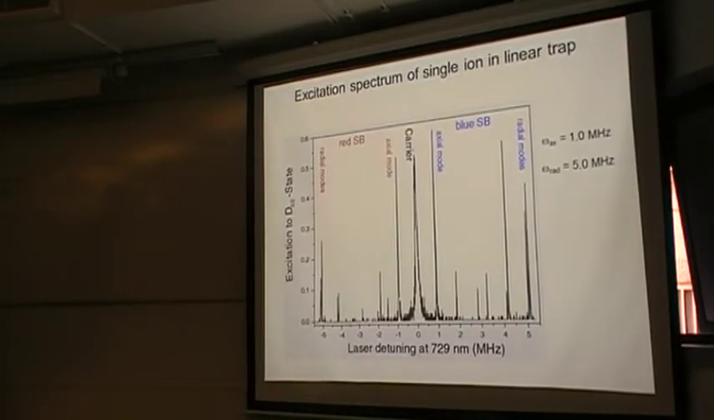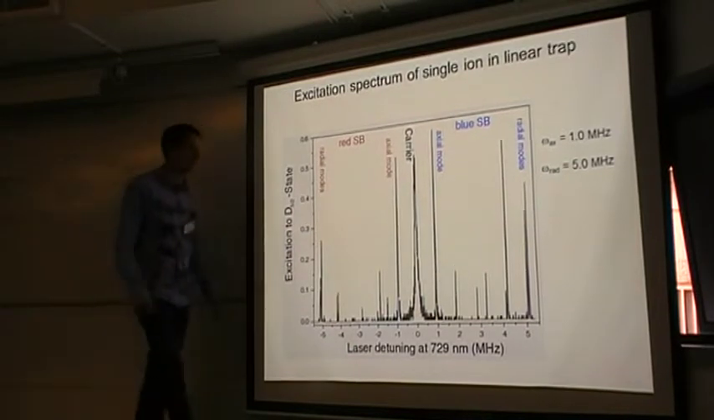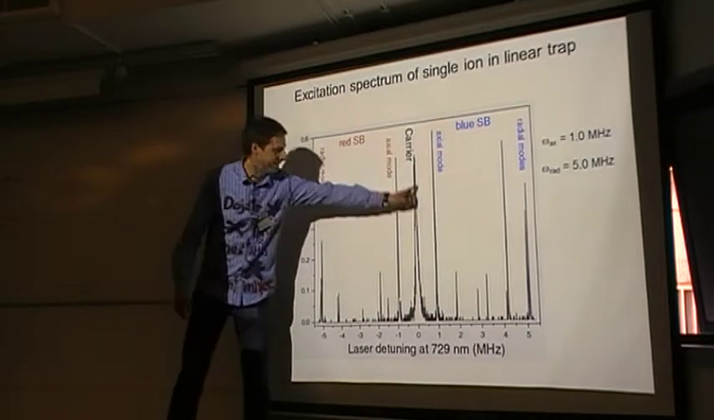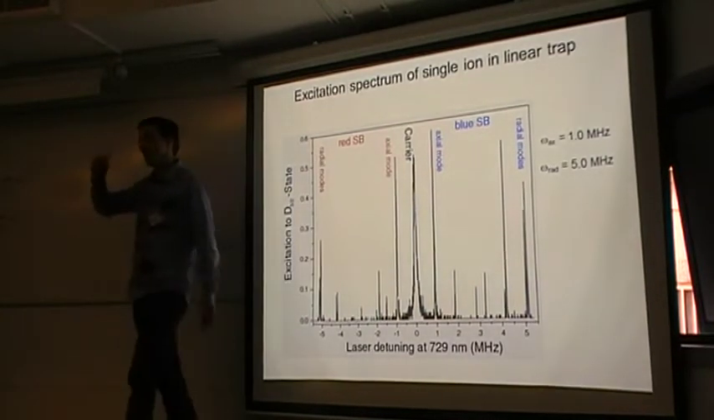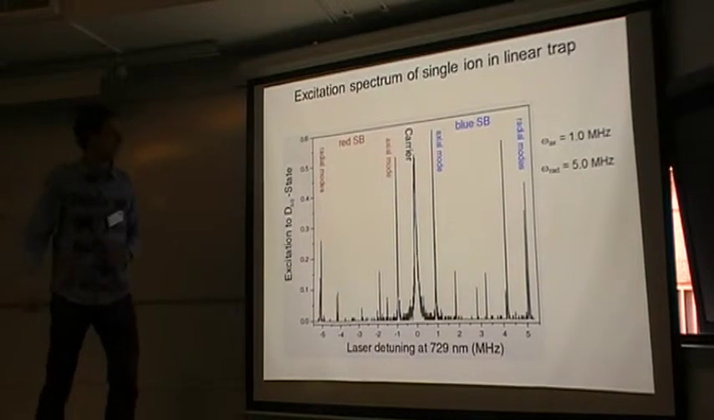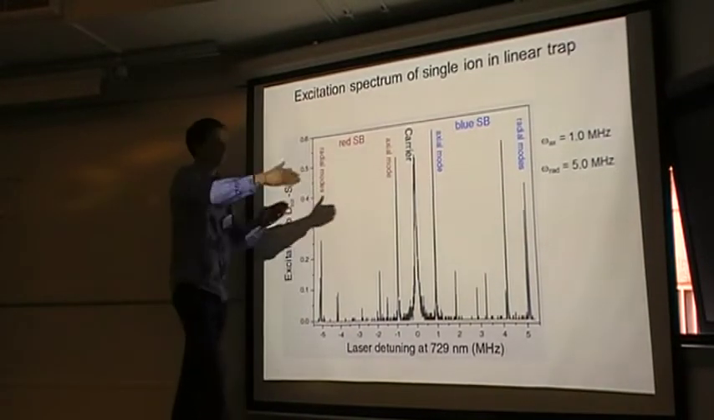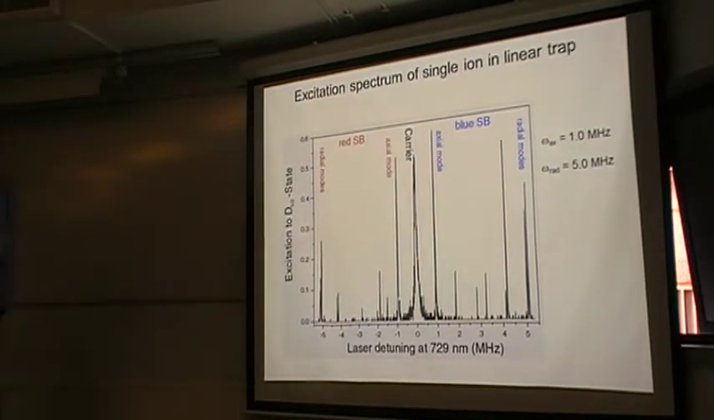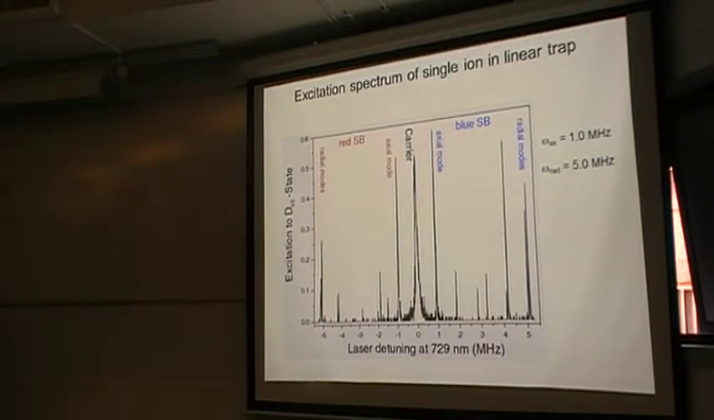And you can actually see that spectroscopically. For example, scanning your laser, you can see this is the carrier signal, where you drive the ground state to the excited state directly on resonance. And you can also drive the center of mass mode by just detuning by one frequency. So there's, of course, the blue mode and the red mode as a function.